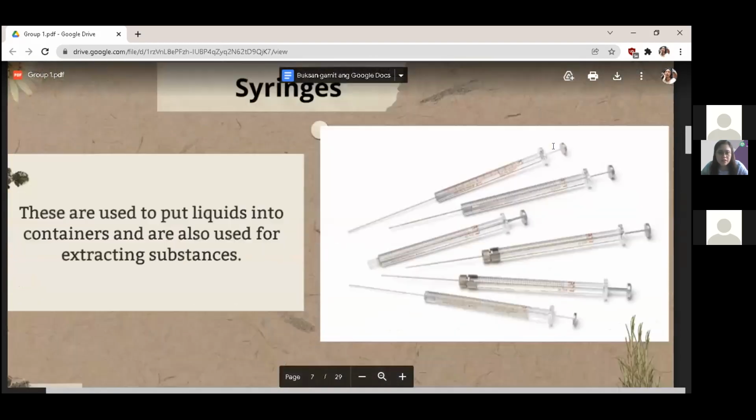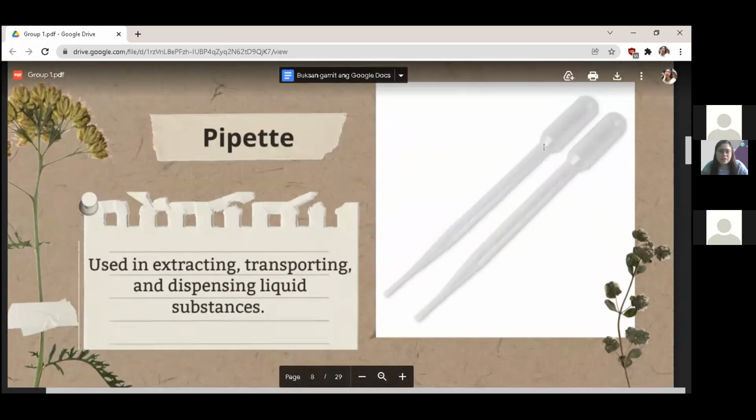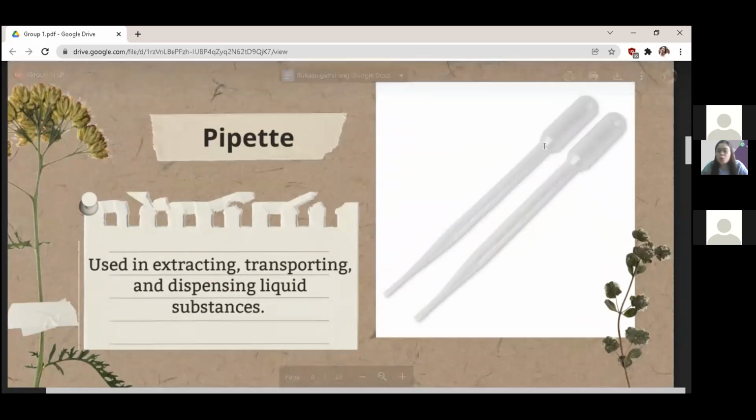Sige, pa next ako. We're done with this. Na-skip pala ito. And then we have the pipette. Though we have different types of pipette in the laboratory, but they have the same function. We use them to extract liquid. We can even measure exact volume if it is properly graduated. And at the same time, transfer it to another container. Okay, that's the use of pipette.